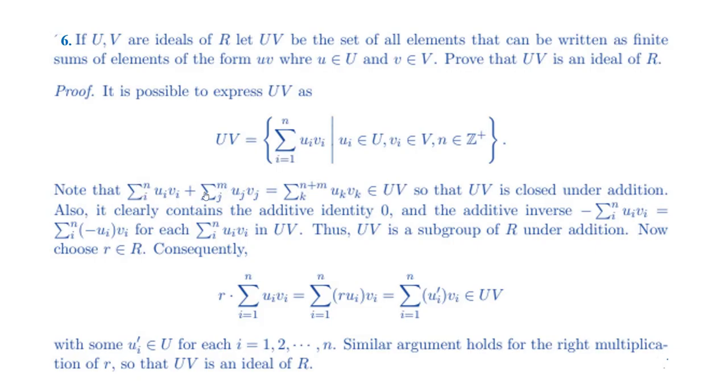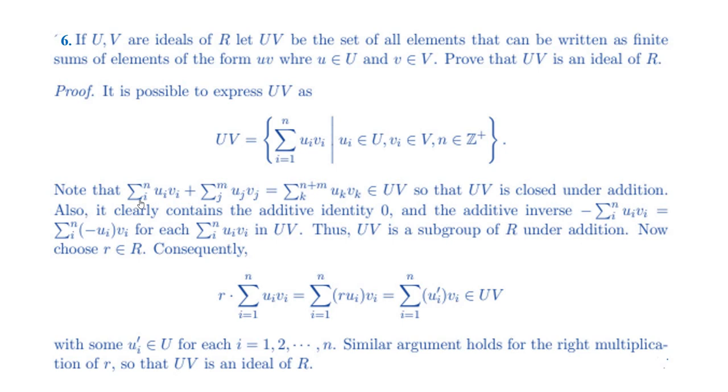Now, first of all, we have 0 belonging to this, so this is non-empty. We will consider two elements x and y in UV and show that x plus y is in UV. And if we consider some x in UV, minus x is also in UV. That will give that UV is non-empty and a subgroup under addition. And then we will prove that both rx and xr are in UV for UV to be an ideal in R.